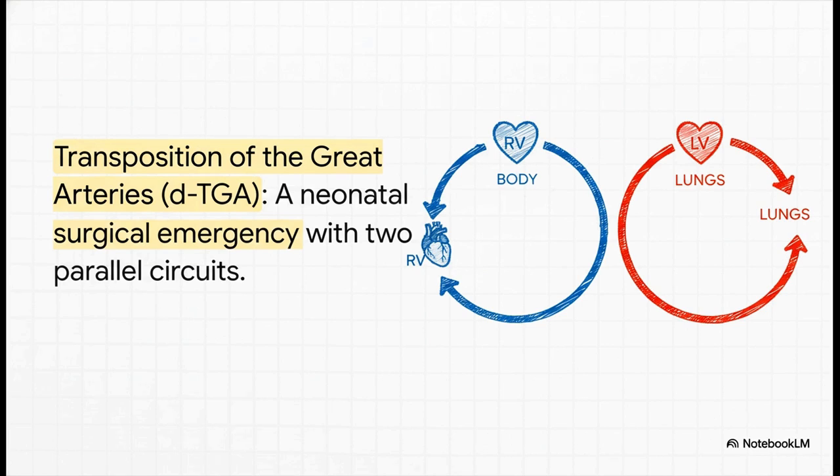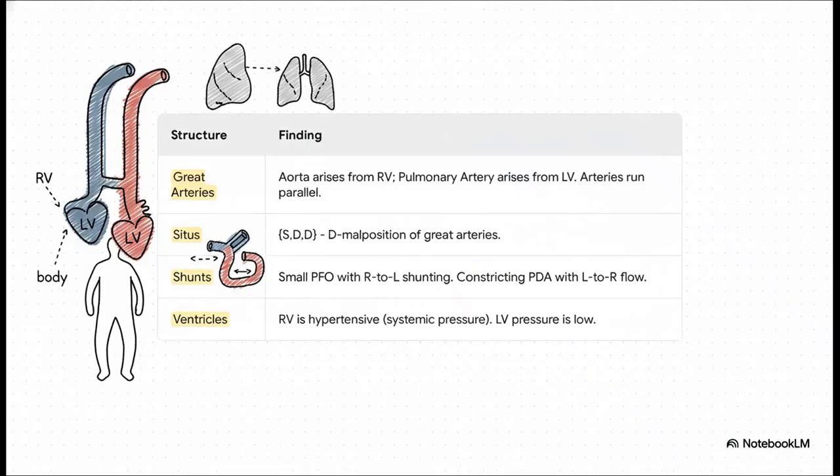All right, let's switch gears to a totally different but just as critical neonatal condition, DTGA, or dextrotransposition of the great arteries. In a newborn, this isn't just urgent, it's a true surgical emergency. The echo report in DTGA describes one of the most bizarre plumbing arrangements you can imagine. Two completely separate parallel circuits. I want you to picture two one-way highways that never, ever intersect.